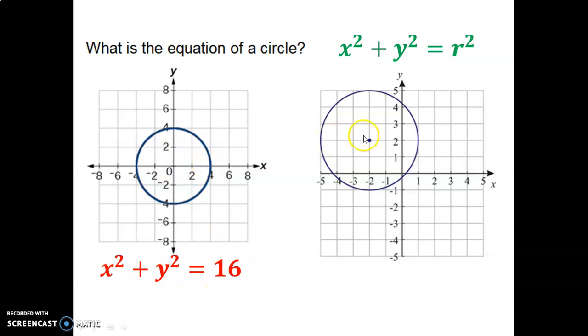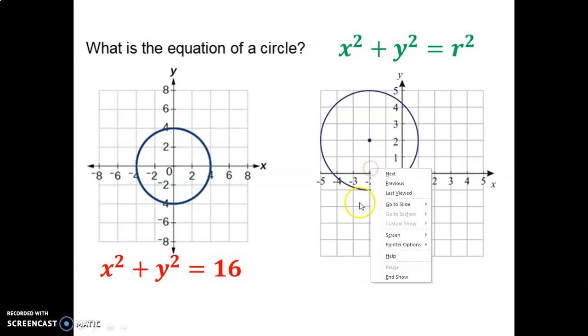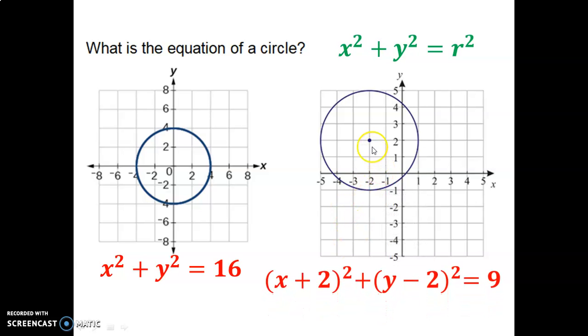Simple equation. When the center of the circle moves, we also have to adjust the equation, based on what we know about translations. Check it out. Here's what it looks like. This center moved from 0, 0. It went -2 on the x and up to here. So -2 on the x, remember we showed as +2. So x moved 2 to the left, therefore we put +2, and y moved 2 up, therefore we put -2.